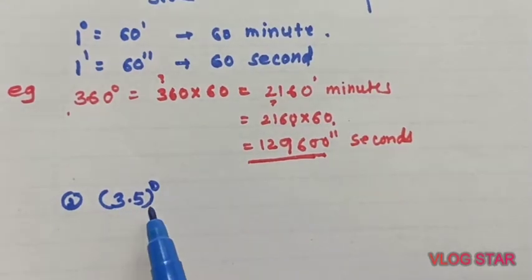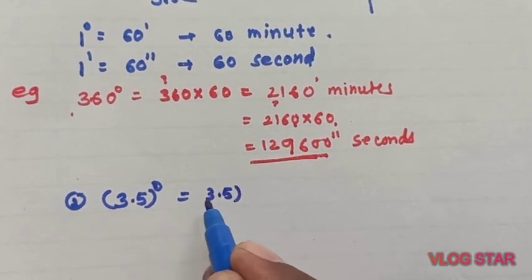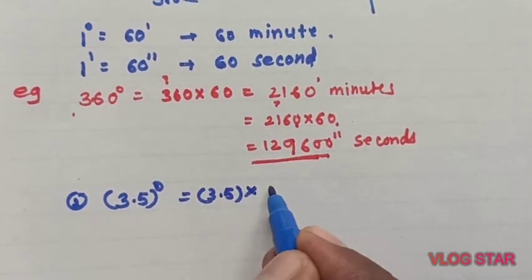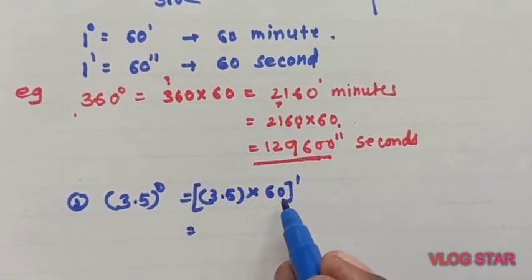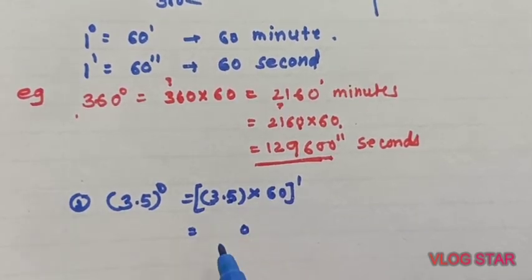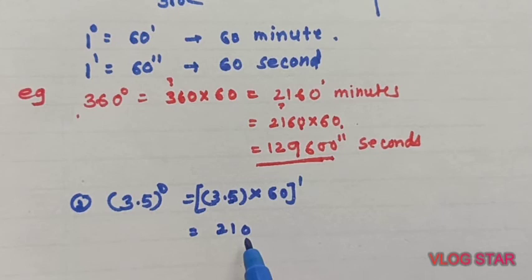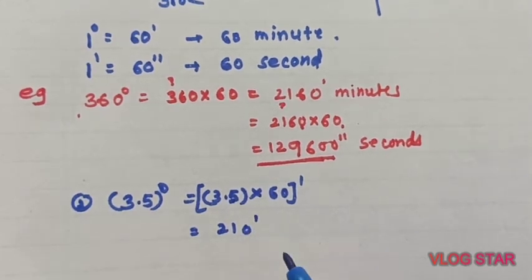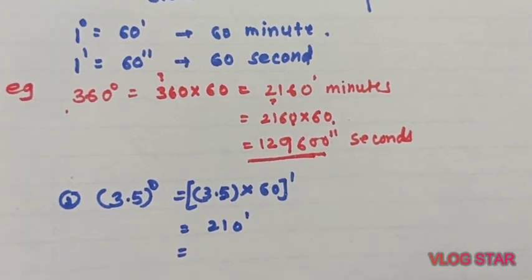What is the meaning of 3.5 degree? So we will convert it in minutes. 3.5 degree into 60. Now the whole thing is in minutes, multiplied by 60. So 6 5s are 30, and so what happened? 210 minutes, isn't it? So 3.5 degree is equivalent to 210 minutes.